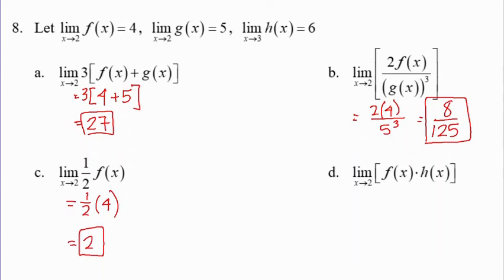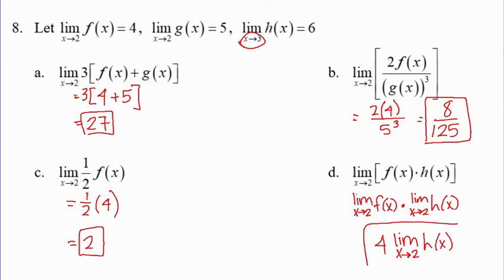Lastly, the limit as x approaches 2 of f of x times h of x. So that will be the limit as x approaches 2 of f of x times the limit as x approaches 2 of h of x. We know what the limit as x approaches 2 of f of x is. That is just 4. We do not know what the limit as x approaches 2 of h of x is. We only know the limit as x approaches 3. So I'm just going to leave this as the limit as x approaches 2 of h of x. And that's all we can do with that problem.